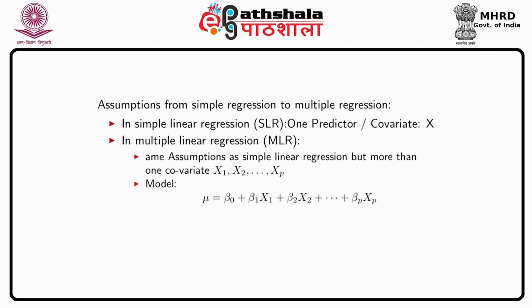So, assumptions in the simple linear regression model: we have one predictor, that is, one covariate x. In case of multiple linear regression, we have more than one covariate. So y follows a normal distribution with a certain mean mu and a certain variance sigma square, where the mean mu is given by the expected value of y given the different values of x, which is beta 0 plus beta 1 x1 plus beta 2 x2 plus up to beta p xp.